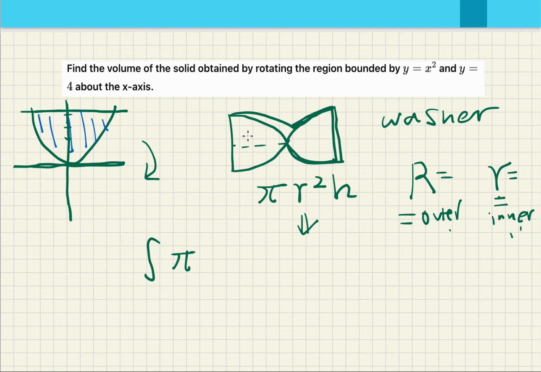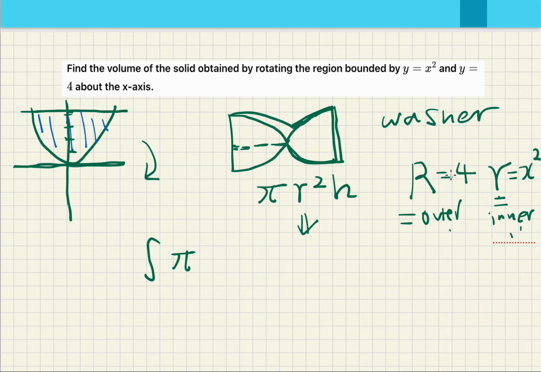So if you look at the 3D figure and look at the radius, you can see that the outer radius would be this longest part, this part here. And so that part is actually, if you look at the graph, 4 units tall. So we know that the outer radius is 4, which is a constant. And the lowercase r would be the varying equation. So in this case, it would be x squared.